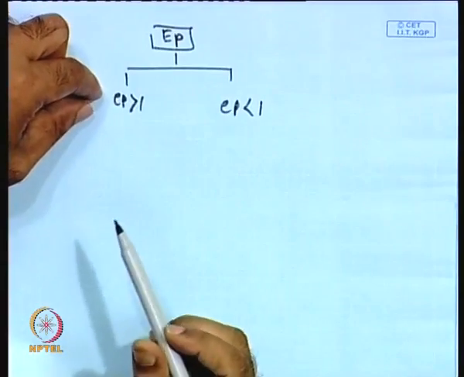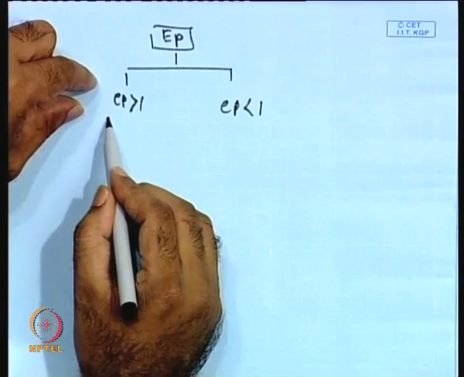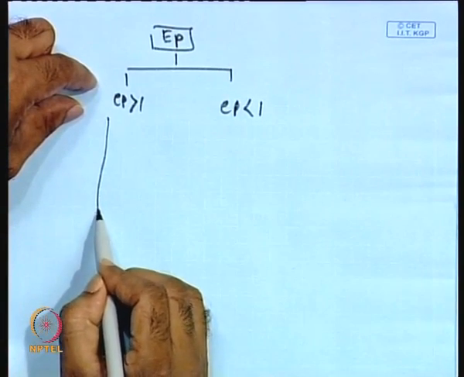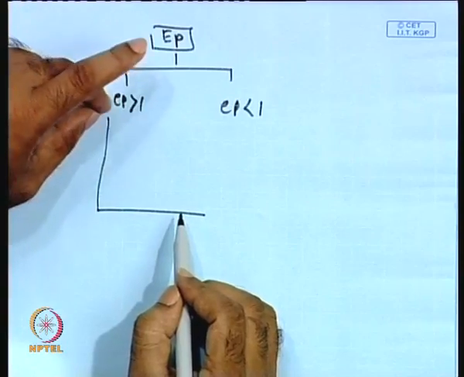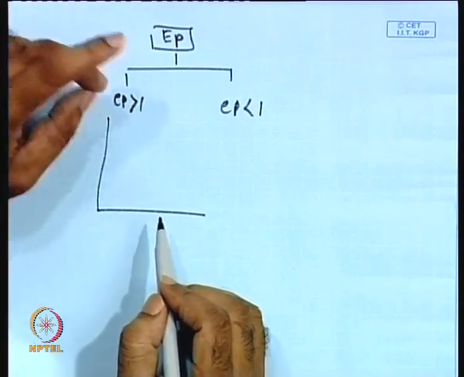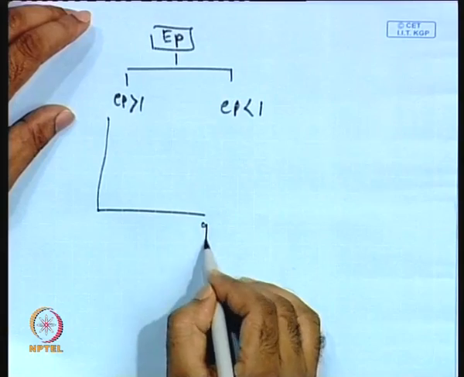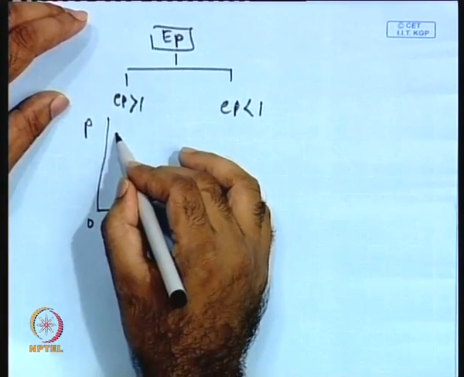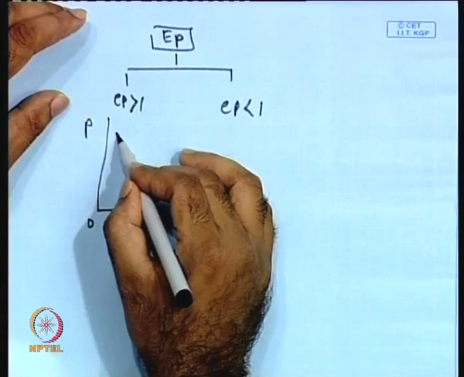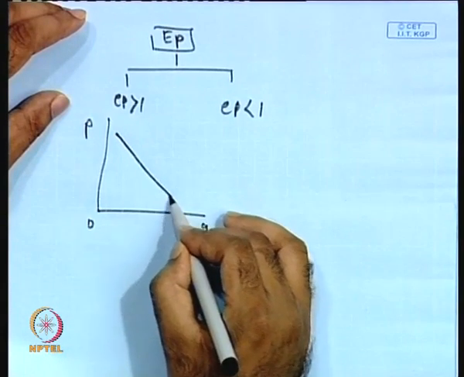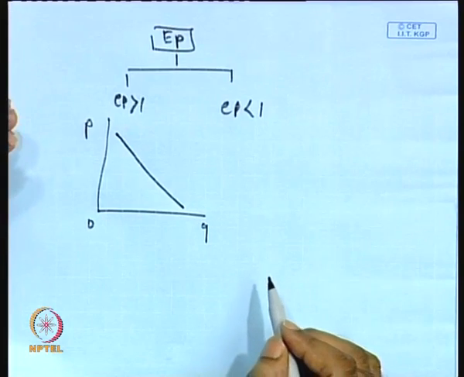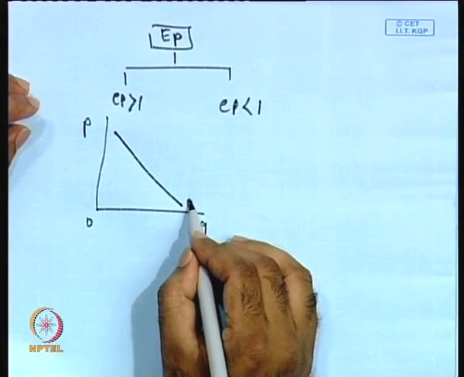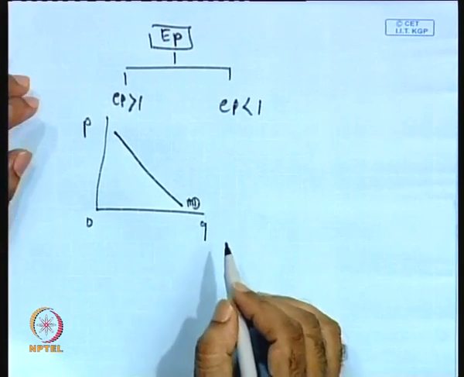So, the moment when EP is greater than 1, the structure of the relationship between price and quantity, keeping other things constant. Now on this side I will measure quantity and on this side I will measure price, then obviously the existing setup with respect to EP greater than 1 is like this. All right. So now this is called a market demand curve.